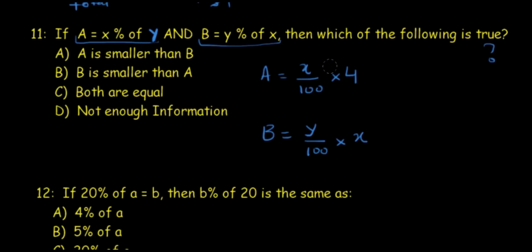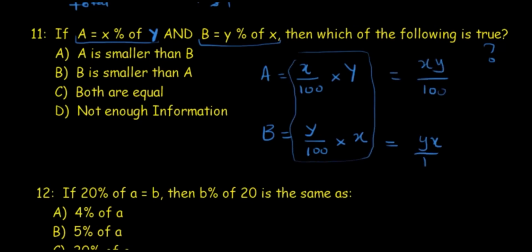Okay, so I'll just rewrite this. A is x% of y, B is y% of x. Do you see that they're exactly the same things? Because this is the same thing as saying xy over 100. It's the same thing as saying yx over 100. Exactly the same thing, so they're both equal.